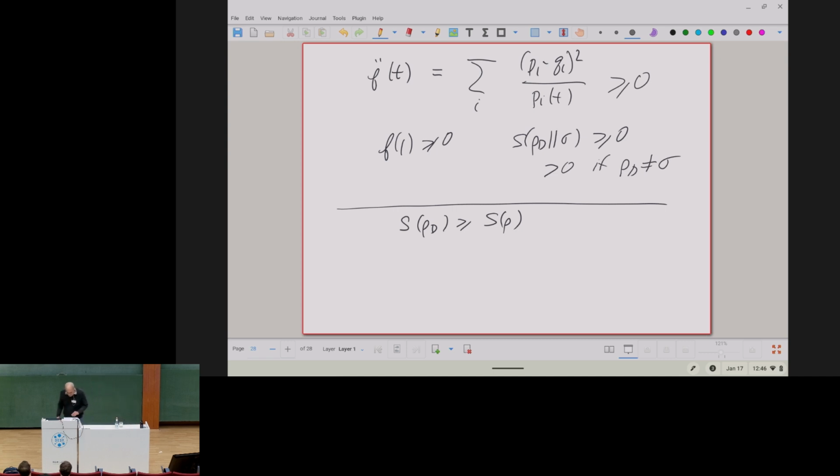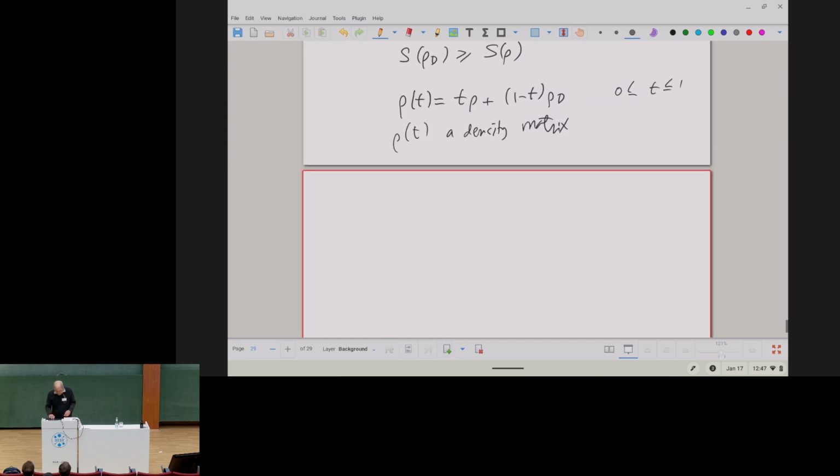Anyway, we prove it by a similar argument to what I just told you. We let rho of t be t rho plus 1 minus t times rho d, again for t between 0 and 1. Rho of t is a density matrix. Well, it has to have trace 1, but it has trace 1 because rho and rho d both had trace 1. And it has to be non-negative, but it's non-negative because it's a linear combination with positive coefficients of non-negative matrices. So rho of t is a density matrix.